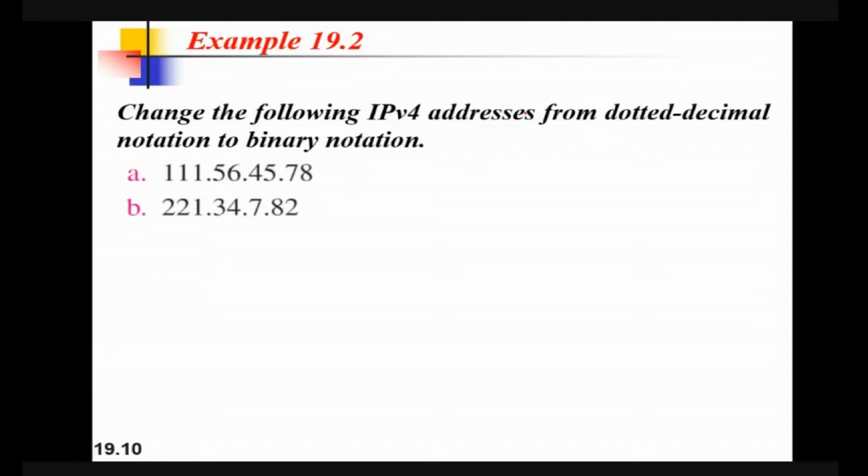Change the following IPv4 address from dotted decimal notation to binary notation. So we have to perform the reverse of this. First we will try to solve this. Let us write the individual numbers: 111. Now we have to represent this in binary format.